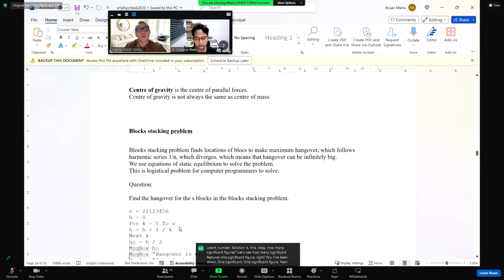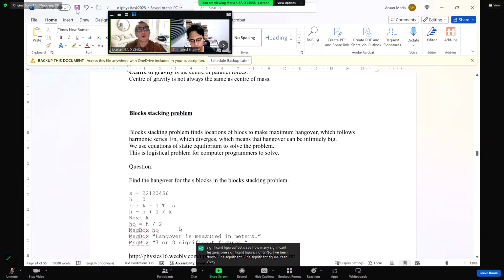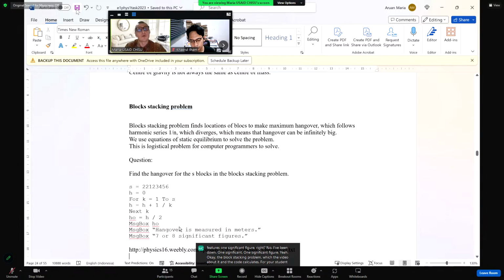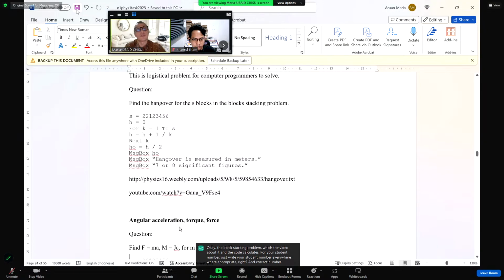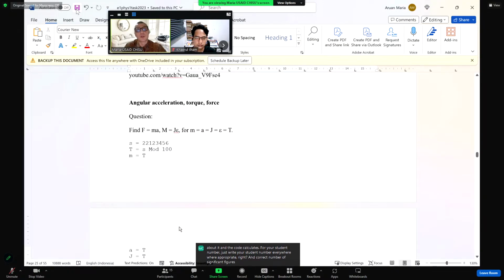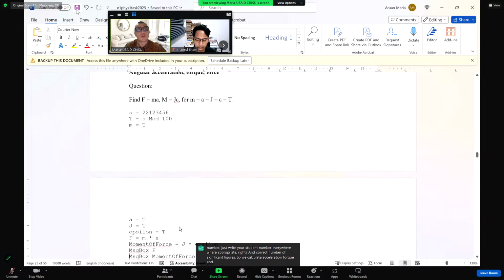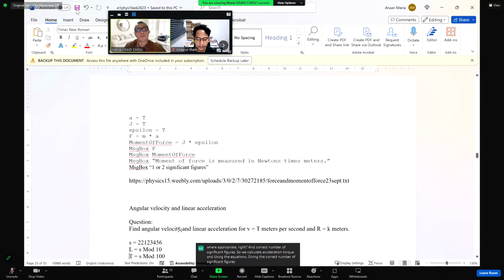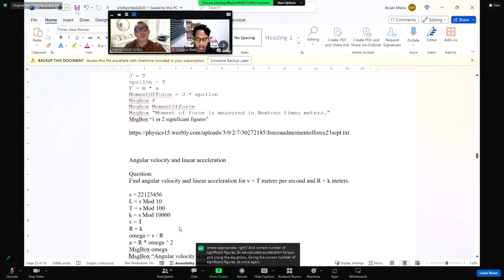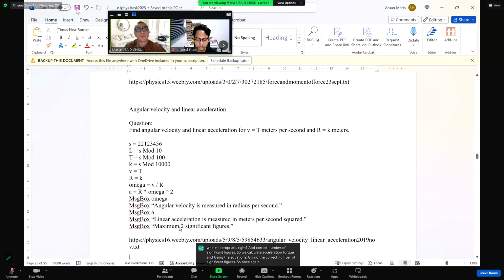Okay, the block stacking problem, we watched the video about it, and the code calculates for your student number. Just write your student number everywhere where appropriate, right? And correct number of significant figures. So we calculate acceleration, torque, and force using the equations, giving the correct number of significant figures. So once again, rotational motion.